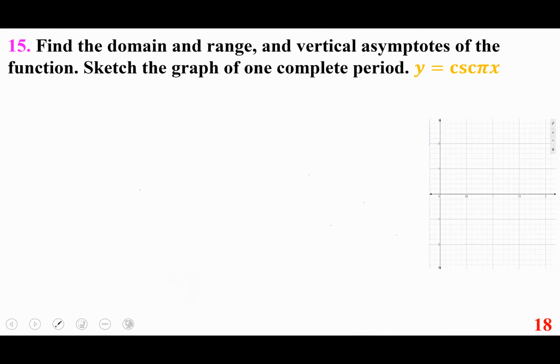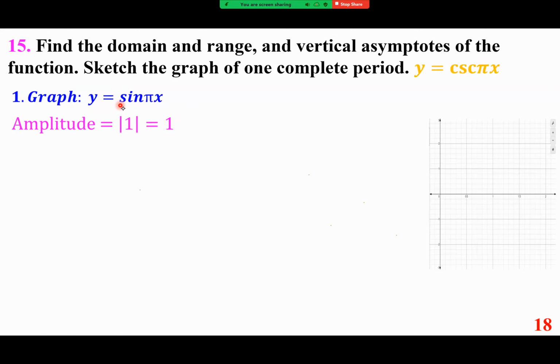What about y equals cosecant pi x? In general, I want to remind you that cosecant is 1 over sine, and you basically graph the sine and flip it over. That's the general idea. And so we are going to go with y equals sine pi x. So we're going to graph this and then flip it over. The amplitude is 1. The period is 2 pi divided by pi, which makes it 2. I don't see any phase shift.